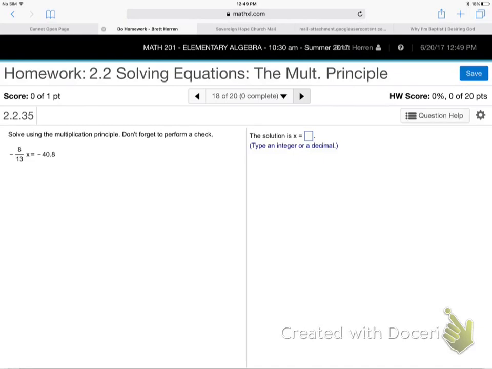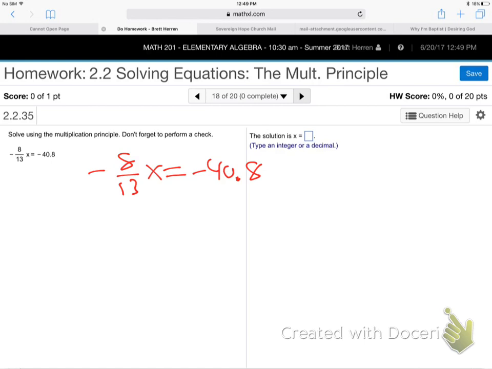Okay. So minus 8/13 x equals minus 40.8. Okay. All right, same thing. Whenever there's decimals, like on this one, I would definitely use a calculator. It just makes it easier. Just use your calculator with decimals.